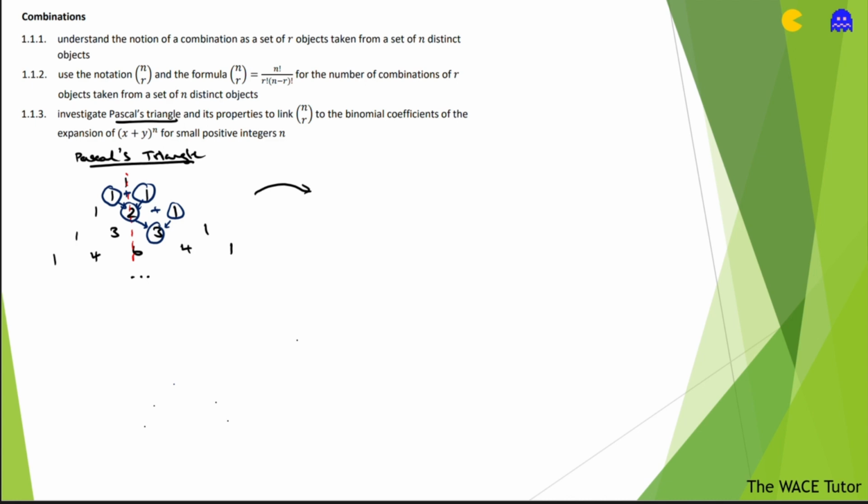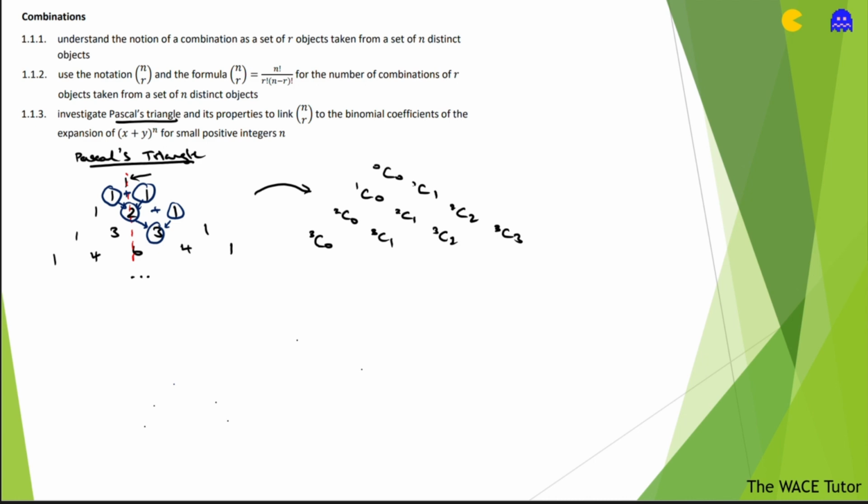What Pascal's triangle actually is, it's a pyramid of combinations. The very first entry is 0 choose 0, and that corresponds to this one. That makes sense, because you've got 0 objects and you're trying to choose 0 objects from those 0 objects. There's only one way of doing that. The next row, we move to n equals 1. 1 choose 0, 1 choose 1. Again, one way of choosing no objects from 1 object, and one way of choosing one object from one object. 2 choose 0, 2 choose 1, 2 choose 2, 3 choose 0, 3 choose 1, 3 choose 2, 3 choose 3.